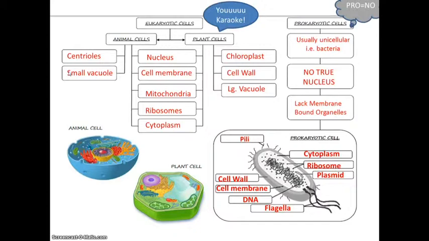So there you have it, prokaryotic versus eukaryotic cells. Remember, prokaryotic cells have no nucleus and no membrane-bound organelles, and eukaryotic, you are made of eukaryotic cells. So people as well as animals are made up of eukaryotic cells.